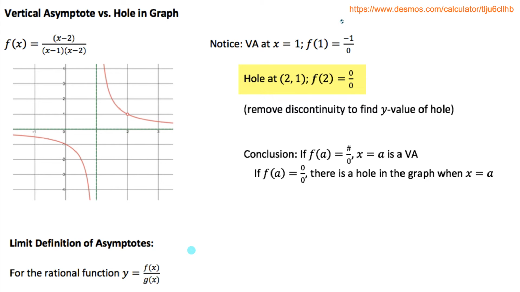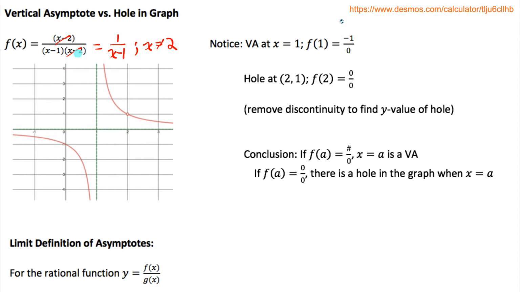If you get 0 over 0, that means there is a hole in the graph at that x value, not a vertical asymptote. In order to figure out where the hole is, well, if we simplified this function, those would cancel as long as x isn't 2. So this is equal to 1 over x minus 1, as long as x is not 2. So it's equal to this as long as x isn't 2. Because if x is 2, this version of the function actually exists when x is 2, but this one clearly does not.